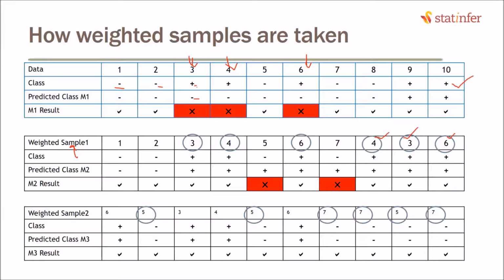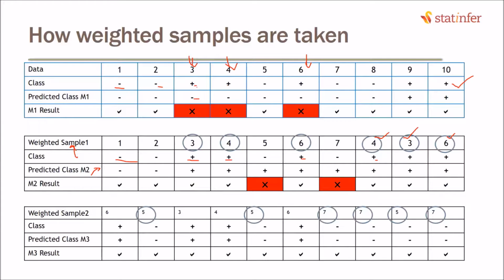So each of these is picked twice. Again we build. These are the actual classes for 3, 4, 6. Earlier 3, 4, 6, these are the actual classes, and again we build a model M2 on this new data set.